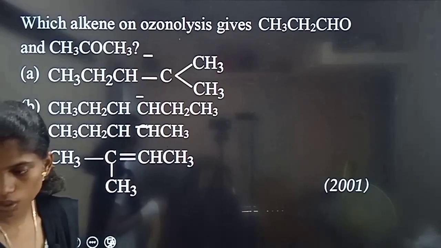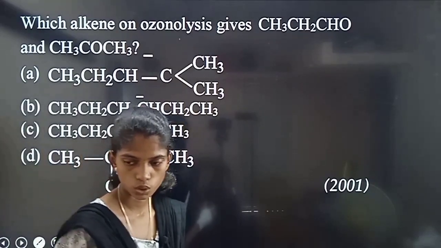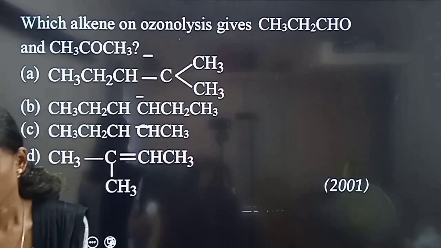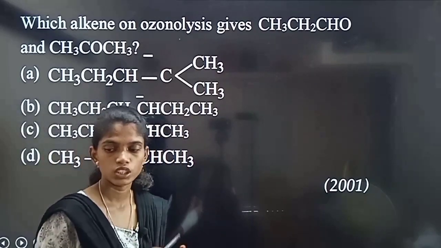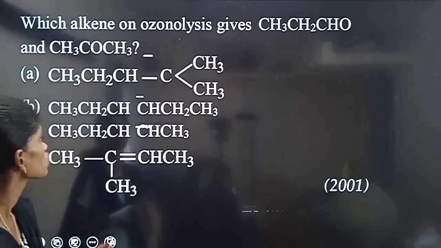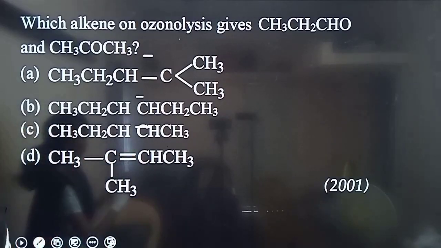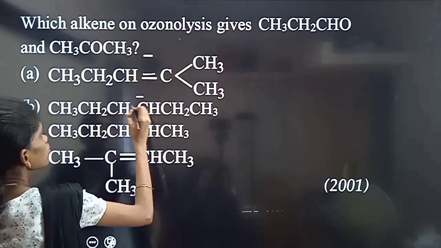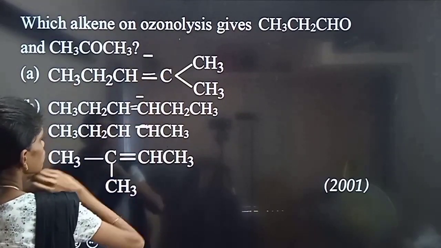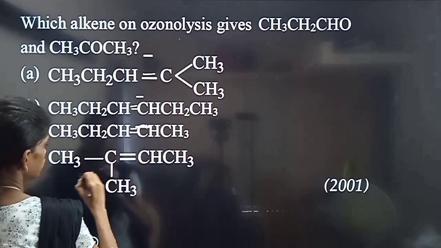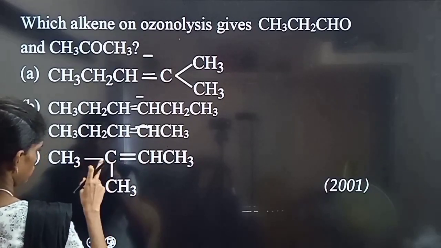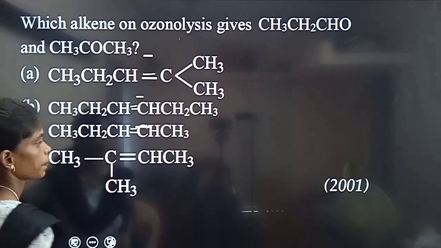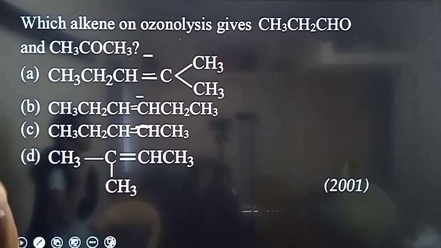Which alkene on ozonolysis gives CH3CH2CHO and CH3COCH3? Okay, so propanaldehyde and acetone. They are asking which alkene this is. So this is the ozonolysis process. Which of these 4 alkenes is it?